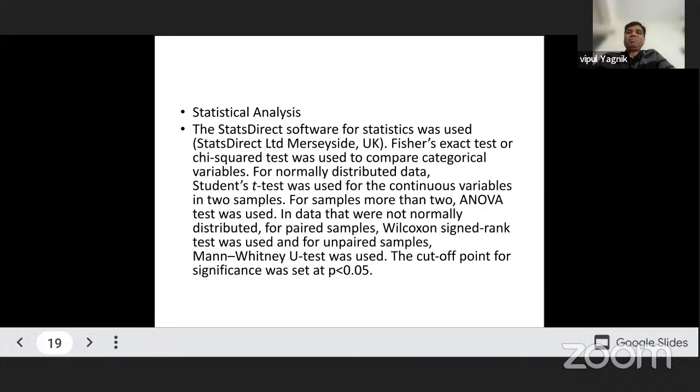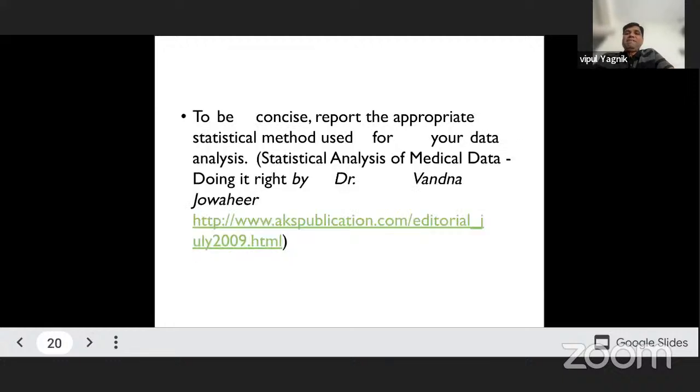If somebody wants to refer to the statistical analysis for medical data, "Doing it right" has been written in our journal in the past by Dr. Vanna Johar, who is a statistician at the SSR Medical College, Mauritius. This can give a brief and concise overview of statistics for us.